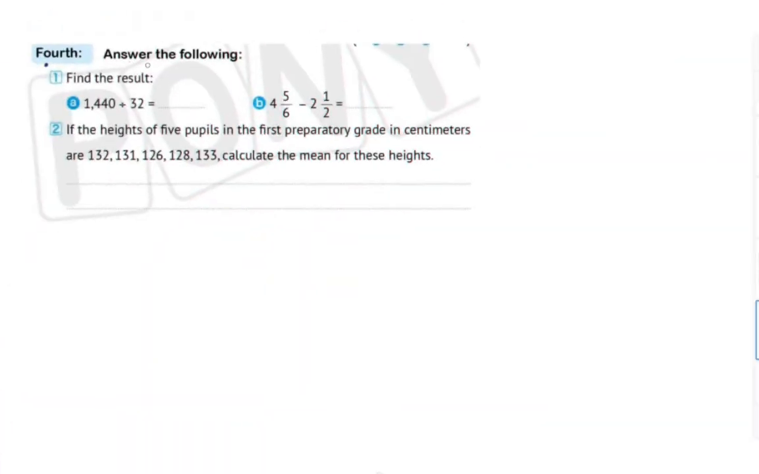Fourth, answer the following. First, find the result. A. 1440 divided by 32. That's long division. Okay, there's no problem. Use long division.